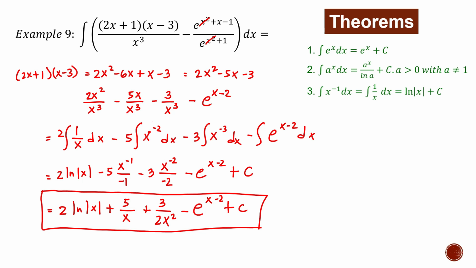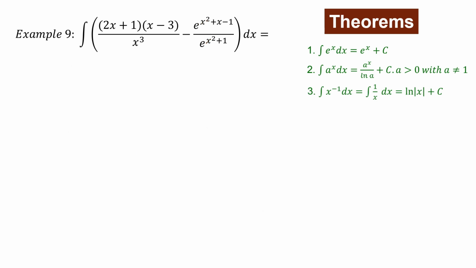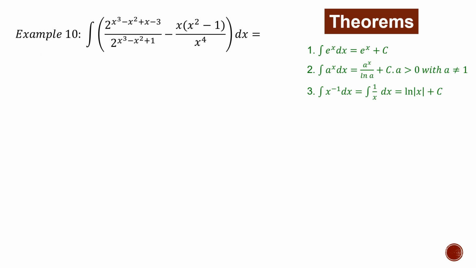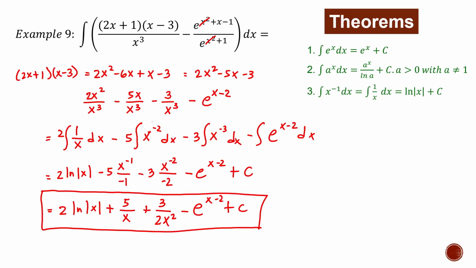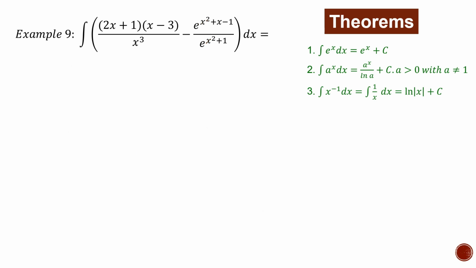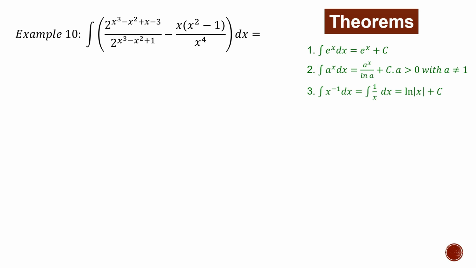All right, so let's go to the last example. So if you remember what we did in example number 9 with that e, see that e raised to x squared plus x minus 1, and then the denominator is e raised to x squared plus 1. We can do that here and simplify this term.